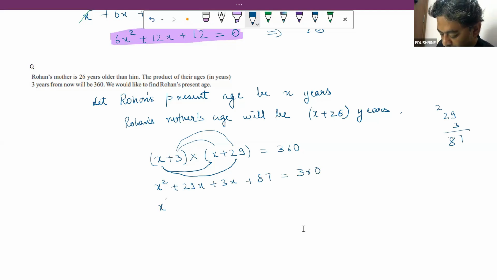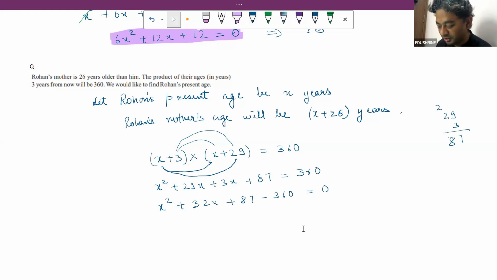Now if I solve this, this becomes x square plus 29x plus 3x, like terms, right? So like terms get added, 32x plus 87 minus 360. This is equal to 0.